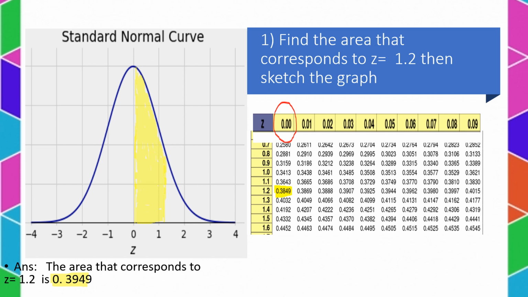Okay, di ba? Ang sabi natin that the total area under the normal curve is 100%. Then, yung kalahati, since symmetrical yon, di ba? 50% sa kaliwa, 50% sa kanan. So, yung 1.2 is equivalent to 39.49%.